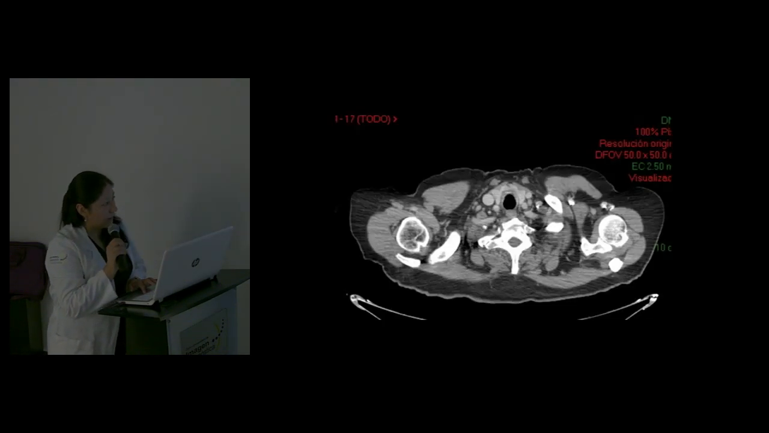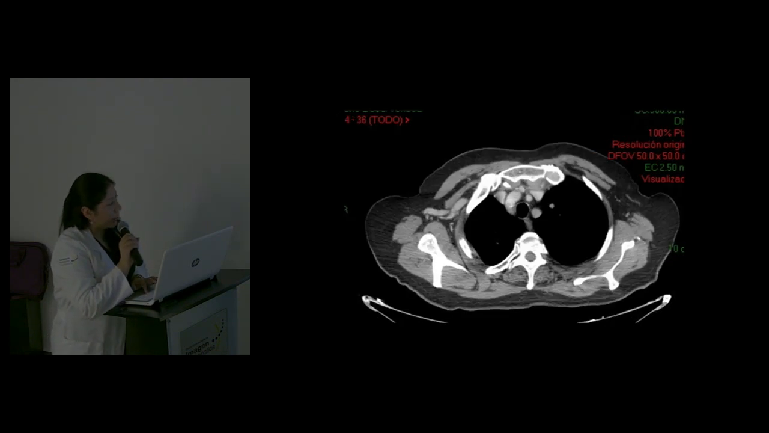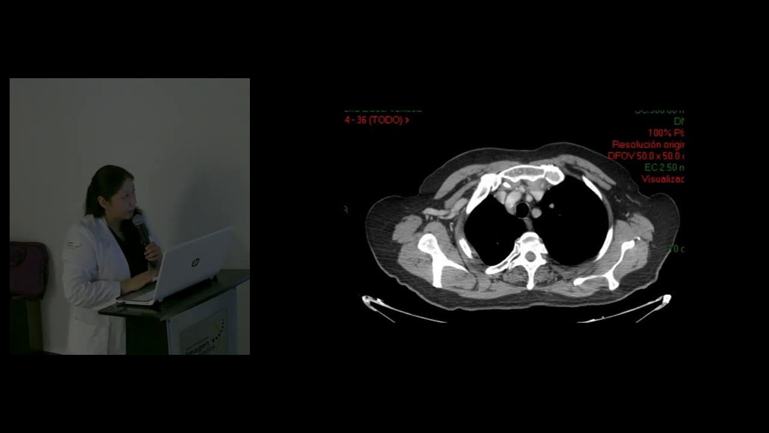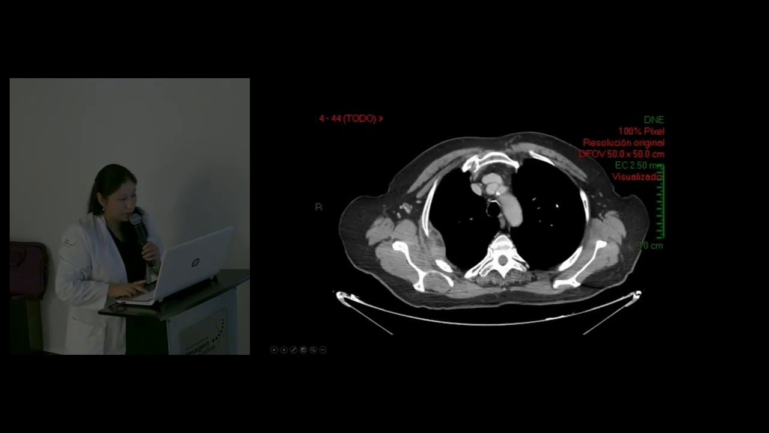Now we can see the venous phase of the upper thorax, and we can see a pulmonary nodule at the apex of the left lung. With the patient record, we must suspect metastatic disease. This is the pulmonary nodule.